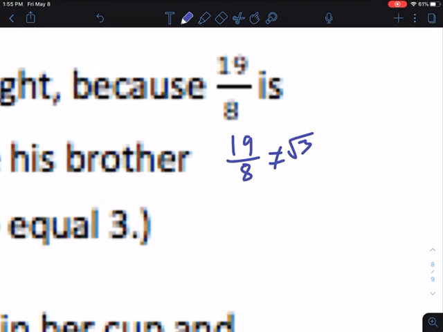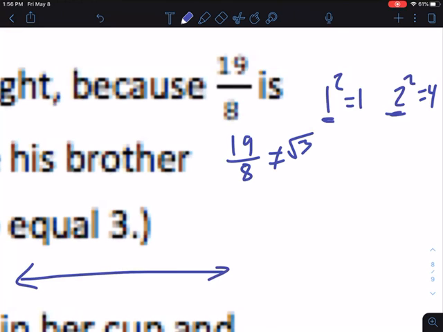Okay, so let's think about this. Root 3 is between, so 1 squared is 1 and 2 squared is 4. So the square root of 3 is going to fall between 1 and 2 on the number line, right? That's where the square root of 3 is. So let me draw my number line down here. If I have 0, 1, 2, 3. So root 3, oh man, that's not enough space here. The square root of 3 should fall somewhere between 1 and 2.